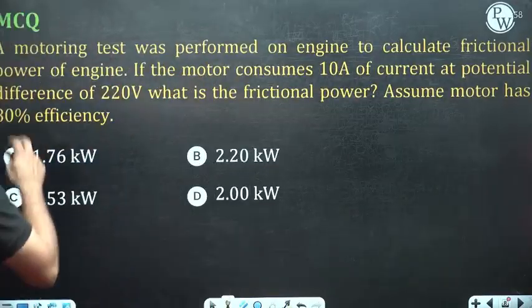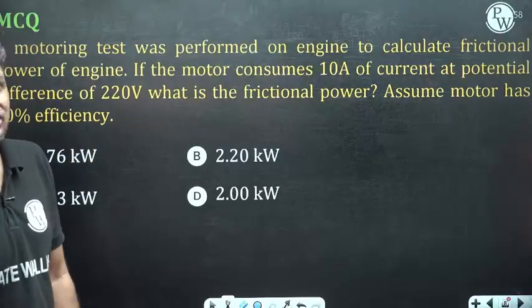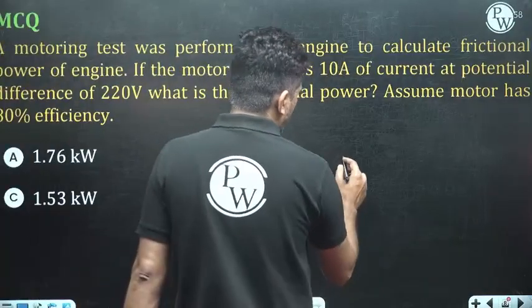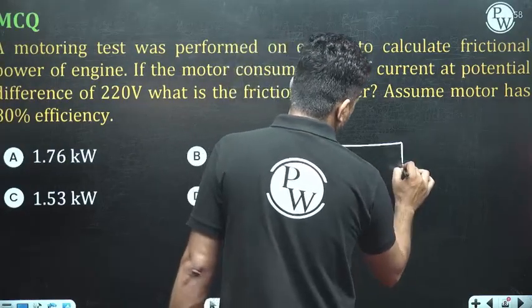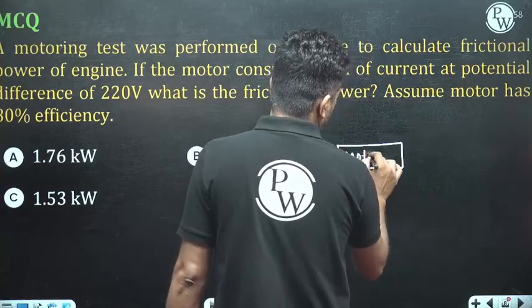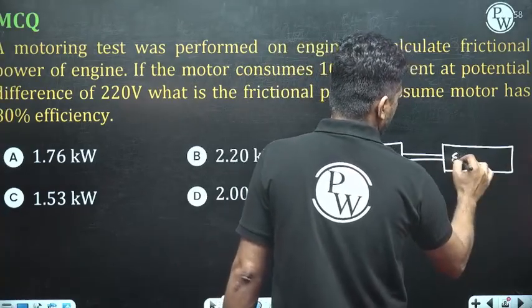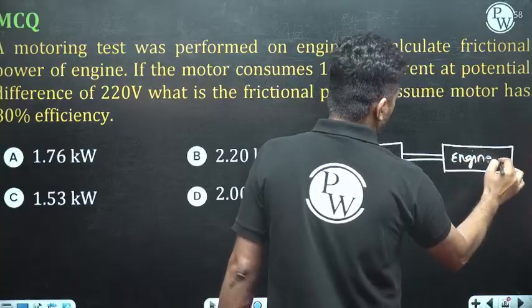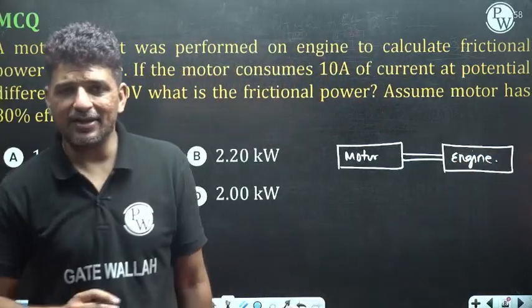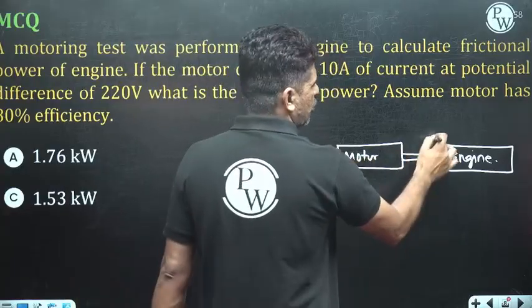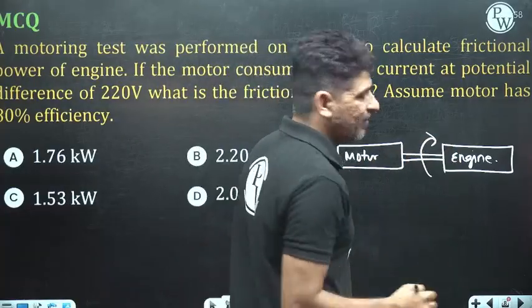The next question says a motoring test was performed on an engine to calculate the frictional power of the engine. The motor consumes 10 ampere of current at a potential difference of 220 volt. So what he's saying is this is a motor, and it is connected to your engine. When you are performing the test, whatever power is supplied by the motor to rotate the engine, the same power will be the frictional power.